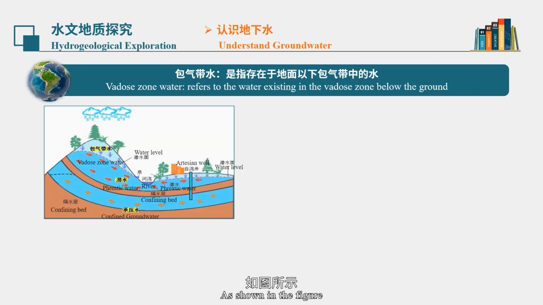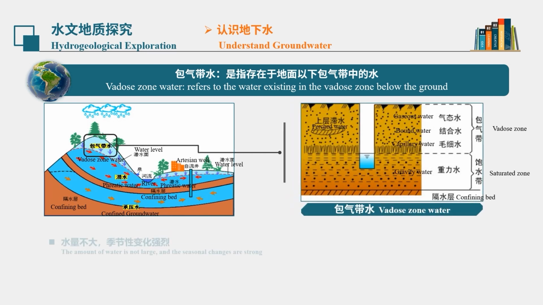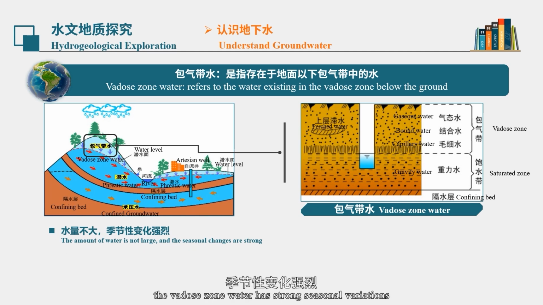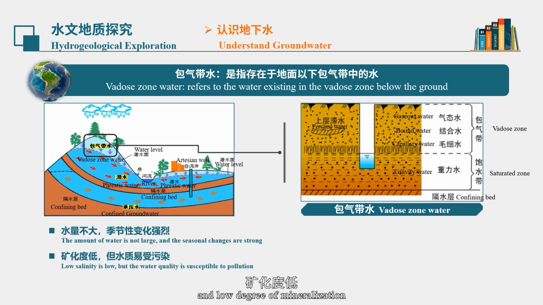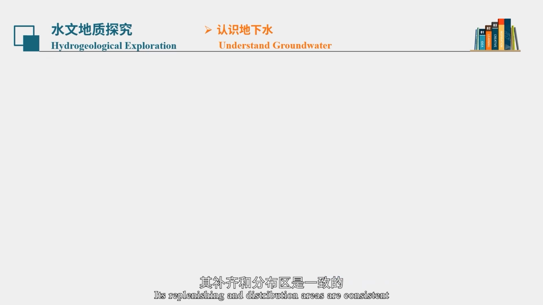As shown in the figure, vadose zone water refers to the water existing in the vadose zone below the ground. With a not large volume, the vadose zone water has strong seasonal variations and a low degree of mineralization, but the water is susceptible to pollution. Its replenishing and distribution areas are consistent.